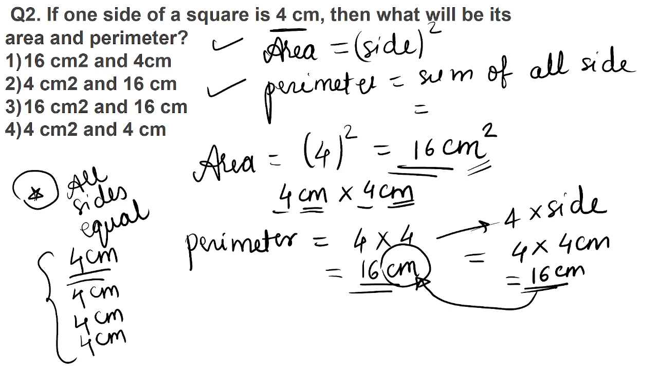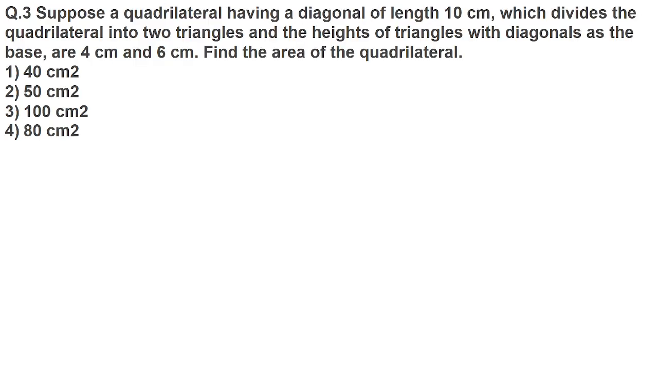Okay, done. I hope you got these two formulas. Just simply make a note of all the formulas whichever I am mentioning in the question, as well as all the features and characteristics of that particular shape which we are discussing in the class. They should be in your formula notebook. Now, next question. Suppose a quadrilateral has a diagonal of length 10 centimeter which divides the quadrilateral into two triangles, and the heights of the triangles with the diagonal as the base are 4 centimeter and 6 centimeter. Find the area of the quadrilateral.